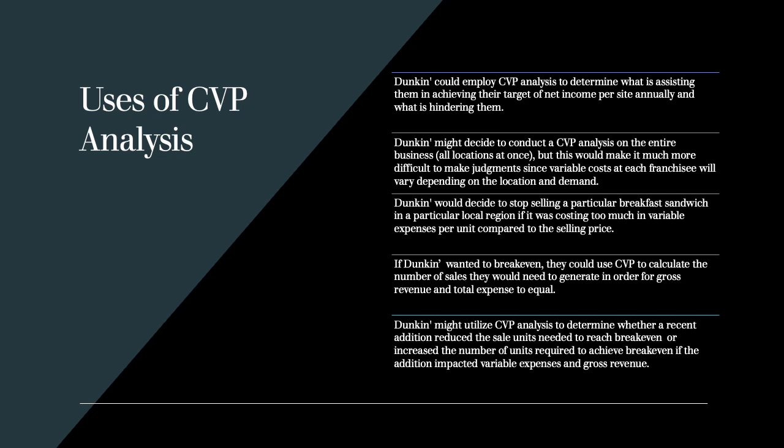Dunkin' would decide to stop selling a particular breakfast sandwich or item in a particular local region if it was costing too much in variable expenses per unit compared to the selling price, which in turn loses profits. If Dunkin' wanted to break even, they could use CVP to calculate the number of sales they would need to generate in order for gross revenue and total expenses to equal, or fixed expenses and contribution margin.